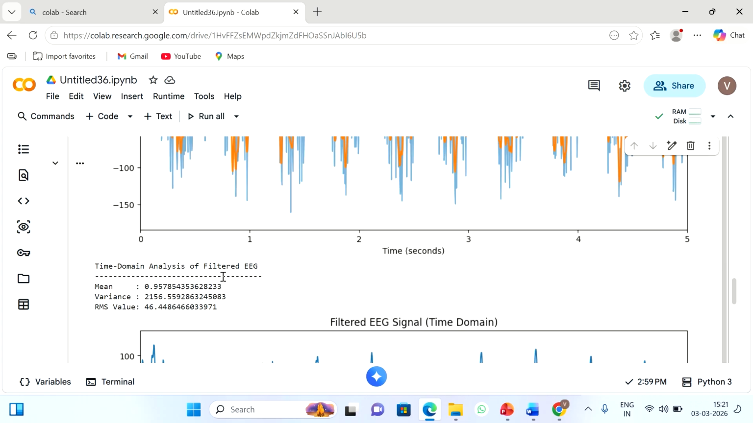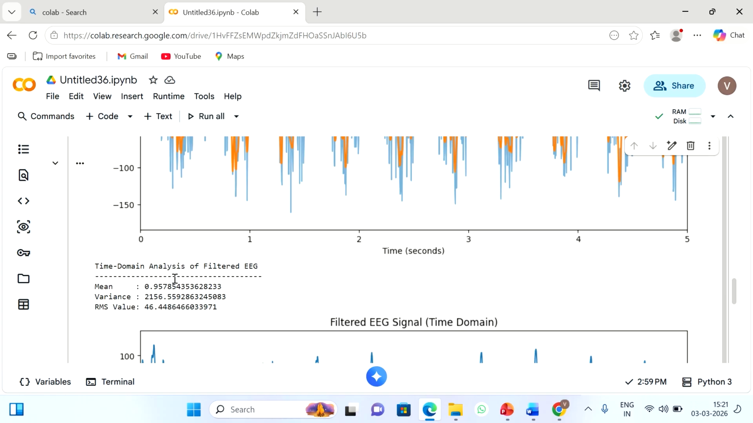In this time domain analysis of filtered EEG, the mean value is 0.9. Actually, the mean value should be 1, but here we are getting 0.95. The variance value is 2156.5. Next, the RMS value calculated is already the effective value, or root mean square value, so nearly half of the value we will get. That is why we are getting 46.5.